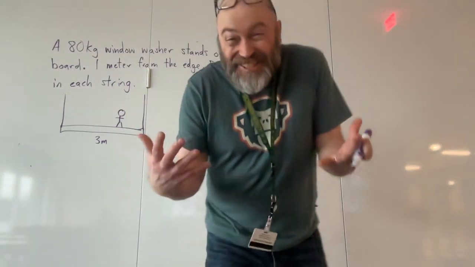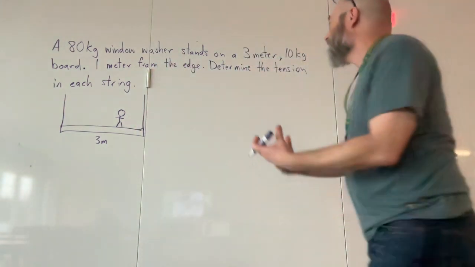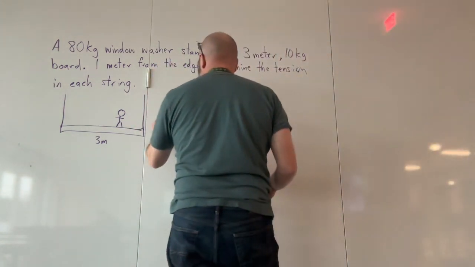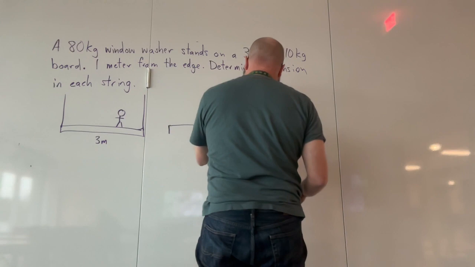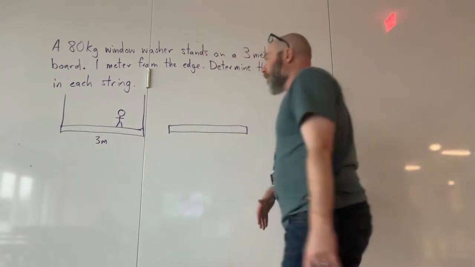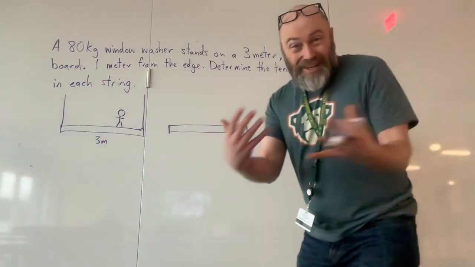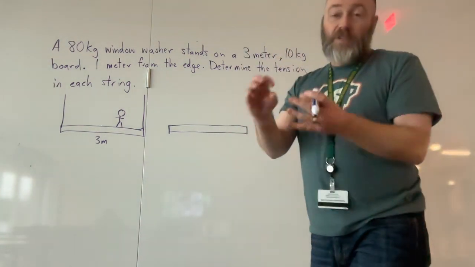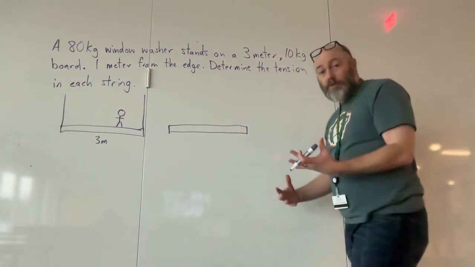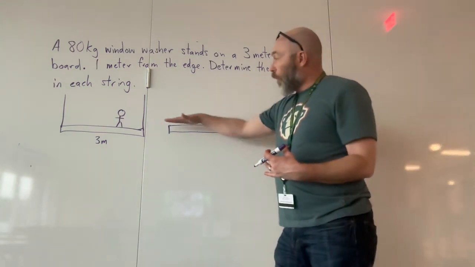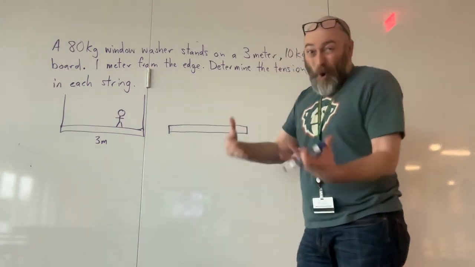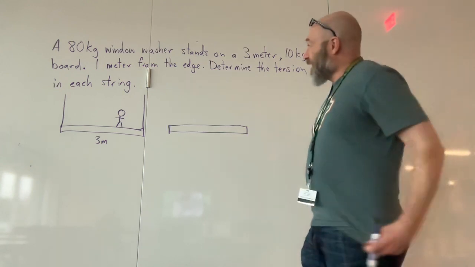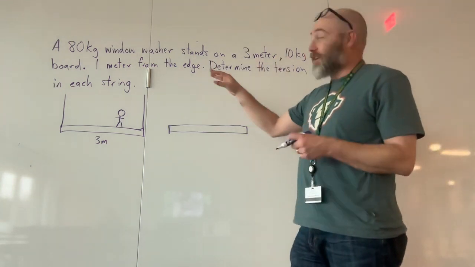So then, all right, what do we have to do? We have to draw an FBD. So let's draw our FBD. Remember, with torque and rotation, you need to draw an extended FBD. Why? Because where the force is being applied is important. So here is my board. Let's hope the board stays in equilibrium, because otherwise our window washer is in deep trouble.